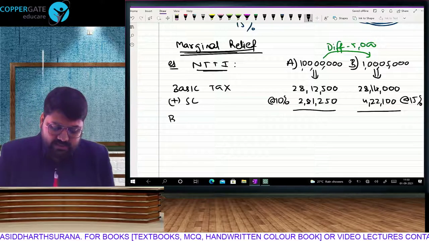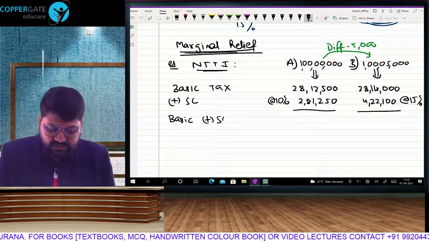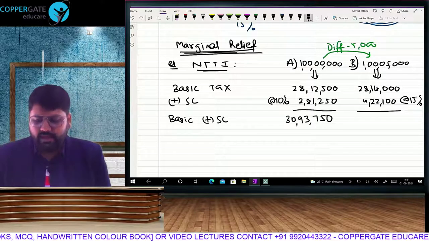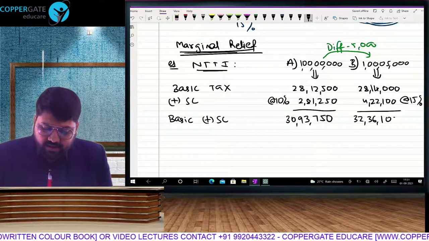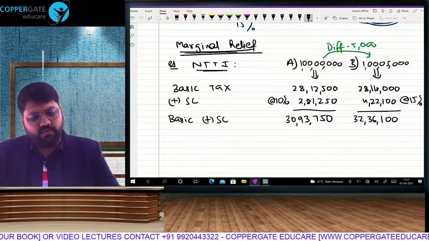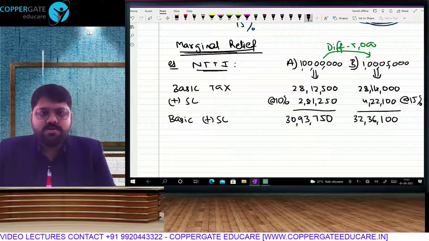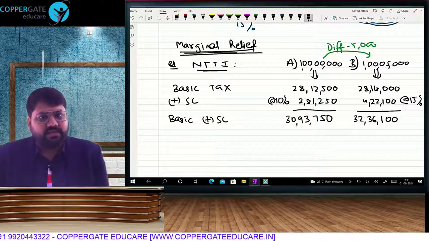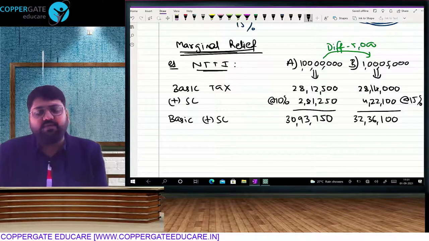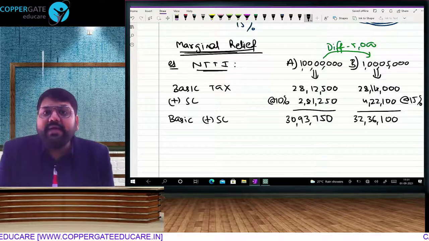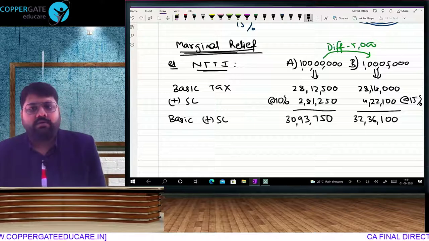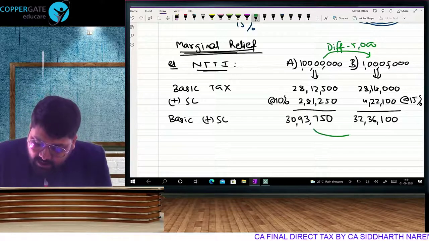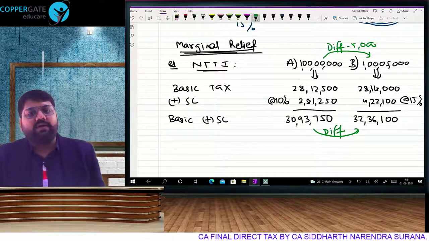Now, let's discuss what is the total of basic plus surcharge. In the case of assessee A, 30,93,750. And in the case of assessee B, 32,36,100. If all of you have got these amounts and you are with me, then I will go ahead. Because now is the time to discuss things, ladies and gentlemen. Ready for the discussion? Then participate and tell me, what is the difference in income of the two assessees? 5,000. B has earned how much more than A? 5,000. Everybody agrees with this? And B is paying how much extra tax compared to A? What is the difference in tax liability?